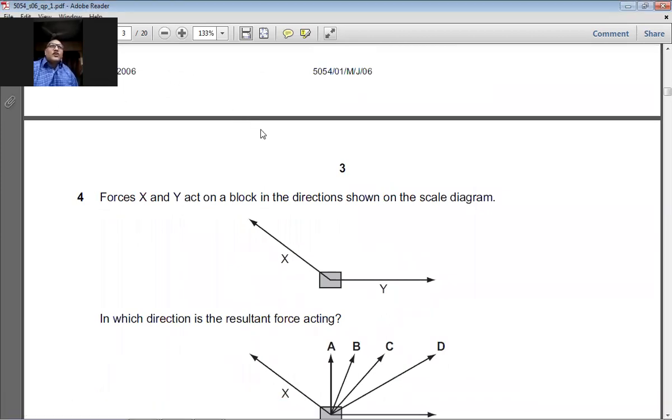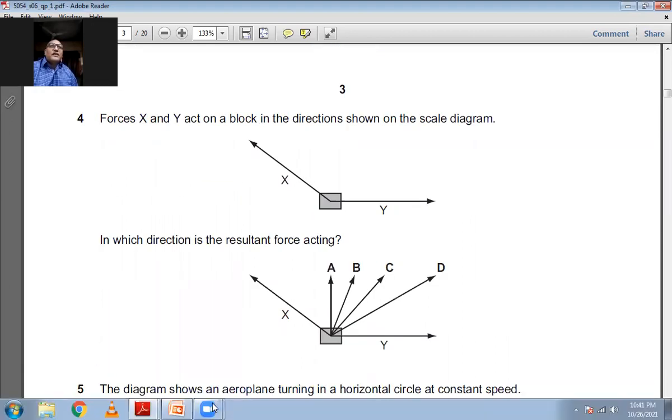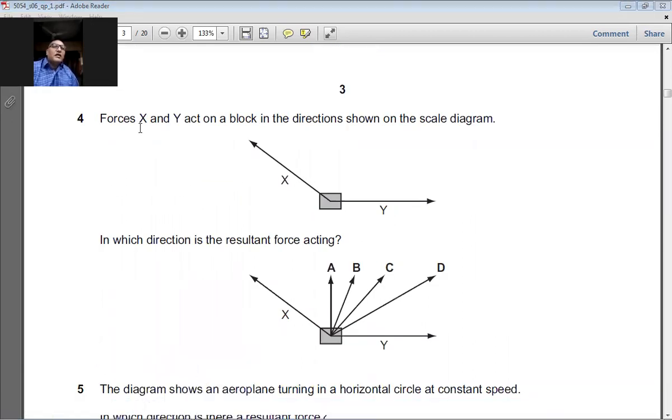Okay, so question number 4 is coming up on your screen. The forces X and Y act on a block in the direction shown on the scale diagram. In which direction is the resultant force acting? Here I have a force Y and here I have a force X.